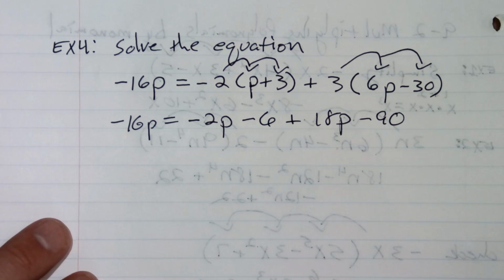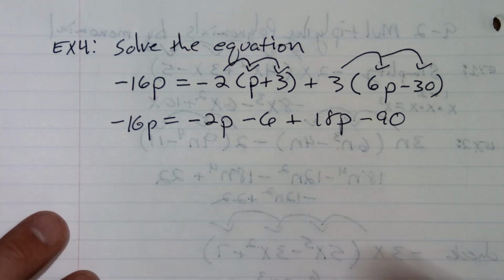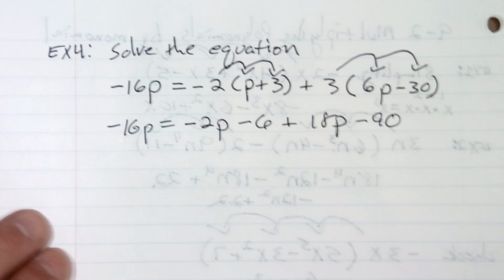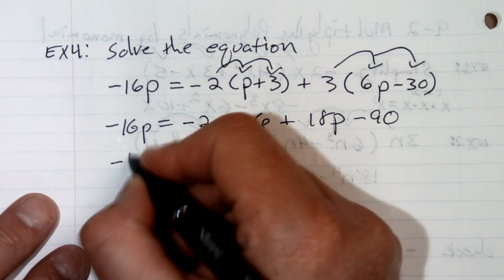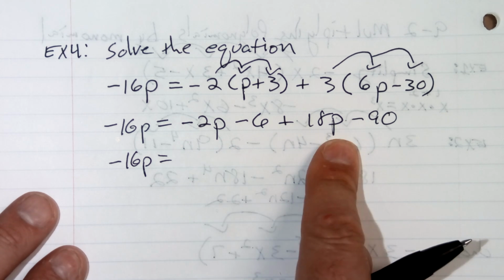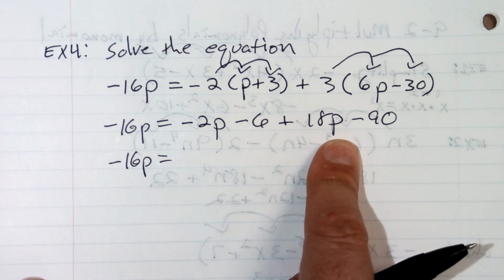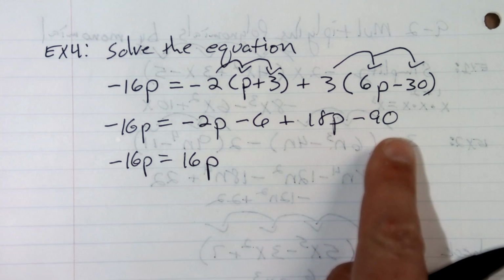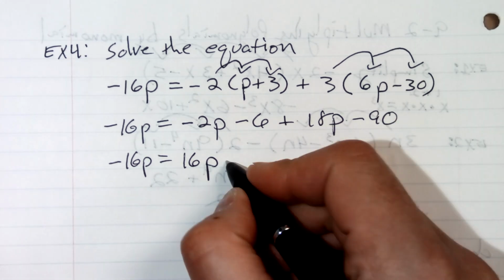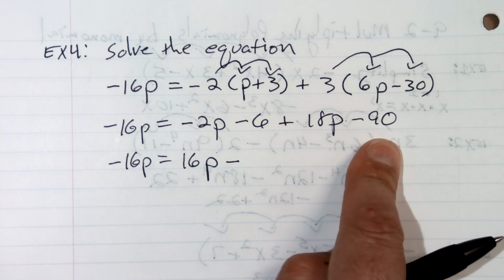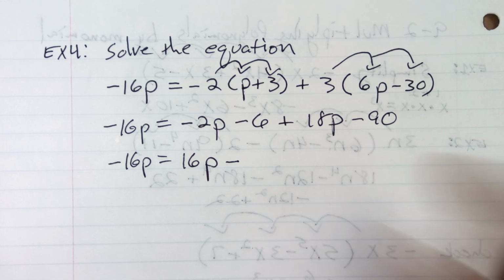All right, do we have any like terms we can combine before we do anything with the 16p? Let's combine like terms on the one side before we do the other. Negative 2. All right, so negative 2p plus 18p is? I like that. Negative 6 minus 90. Remember, if I borrow $6 and I borrow 90 more, I borrowed how much total? Negative 96.